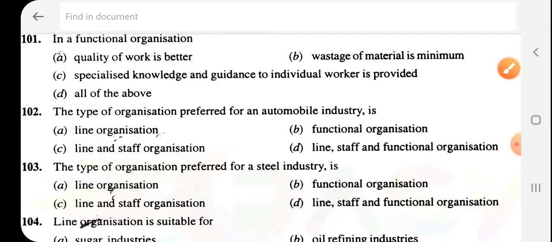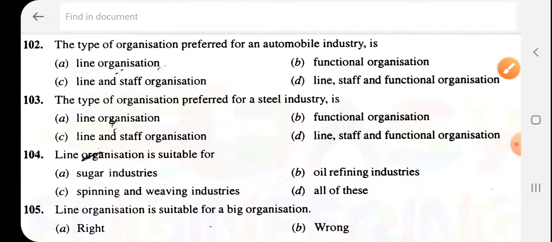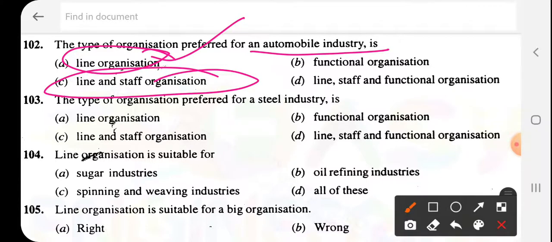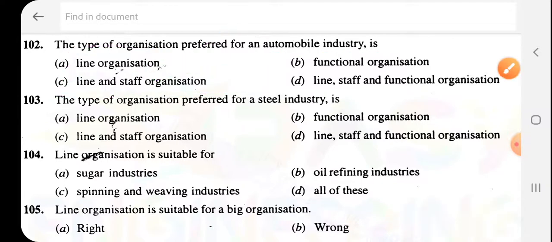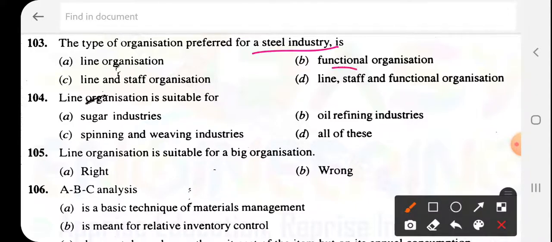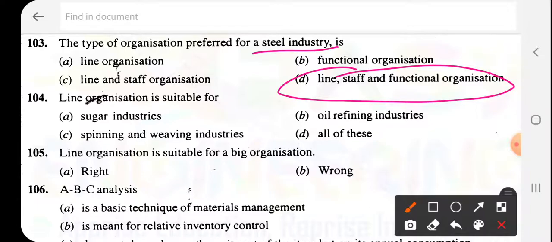Functional organization. The type of organization preferred for an automobile industry, that is very important, is line and staff organization. Line organization is for the military industry, line and staff for the automobile industry. The type of organization preferred for a steel industry, these are all very important questions, is D: for the steel industry, it is line, staff and functional organization. These all three together will be helpful.